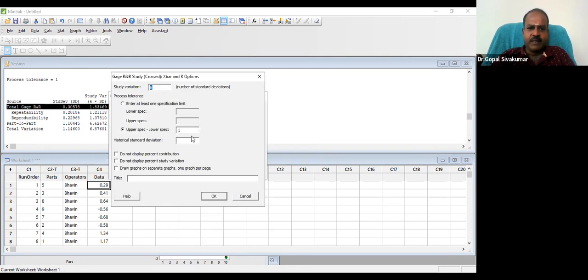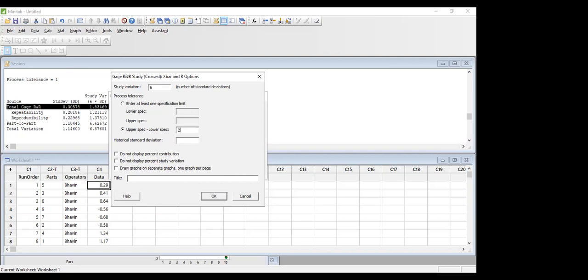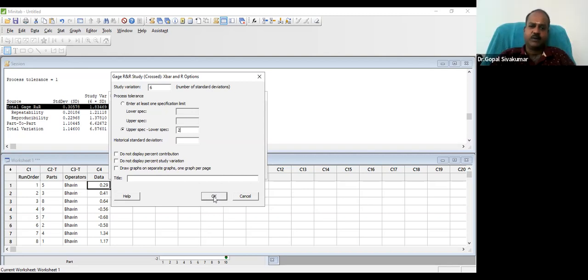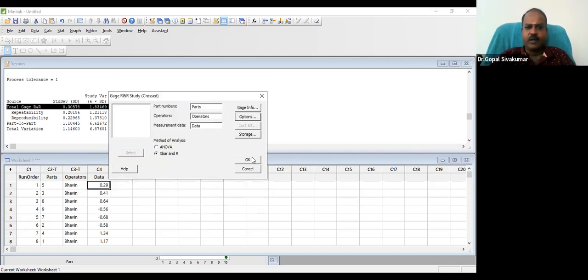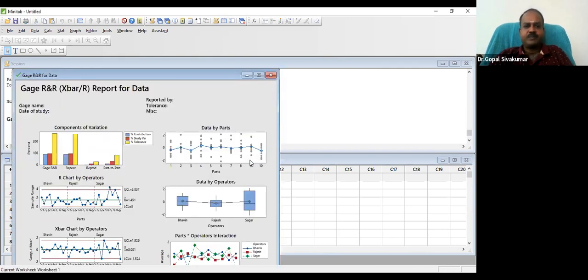Options. Can I reduce this range? Sorry, can I increase the range? Because for a range of USL minus LSL of 1, how much was the error? 180%. Now I want to increase the tolerance. I make it 2. Now what will happen to the GAGE R&R? Any guess? Will it increase or reduce? Decrease? Decrease. Very good. You're with me. Now I give OK. Once again, I give OK.